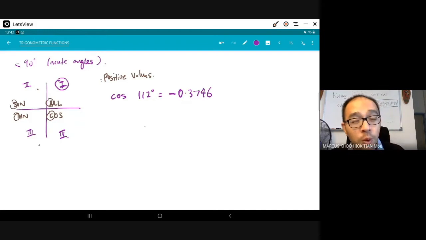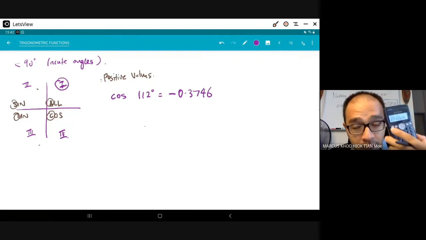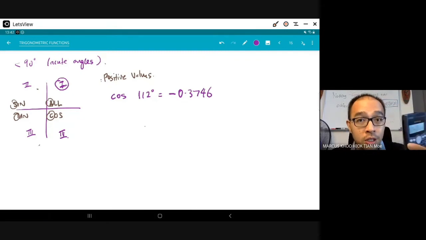There is a reason why, and it will become clearer as we go along in this journey. I want you to do this the long way. Okay, you can use the calculator to help you get the answer, but you need to show me your working in the long way. So this is what it is.